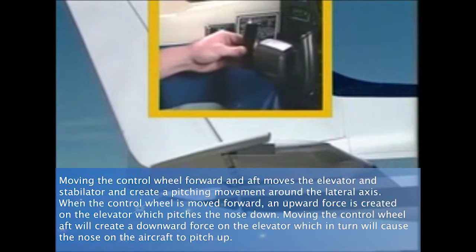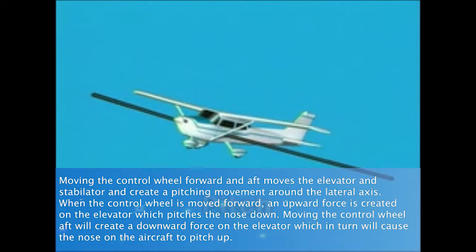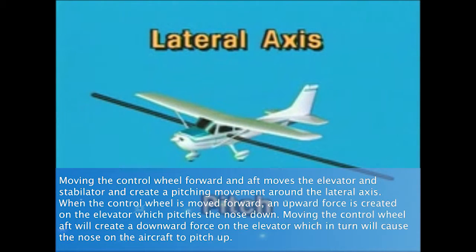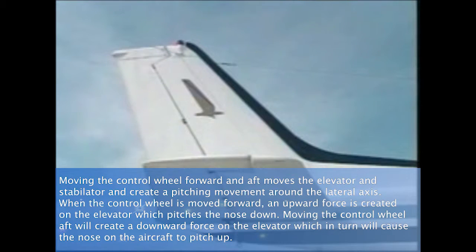Moving the control wheel fore and aft moves the elevator or stabilator and creates a pitching movement around the lateral axis. When the control wheel is moved forward, an upward force is created on the elevator, which pitches the nose down. Moving the control wheel aft will create a downward force on the elevator, which in turn will cause the nose of the aircraft to pitch up.